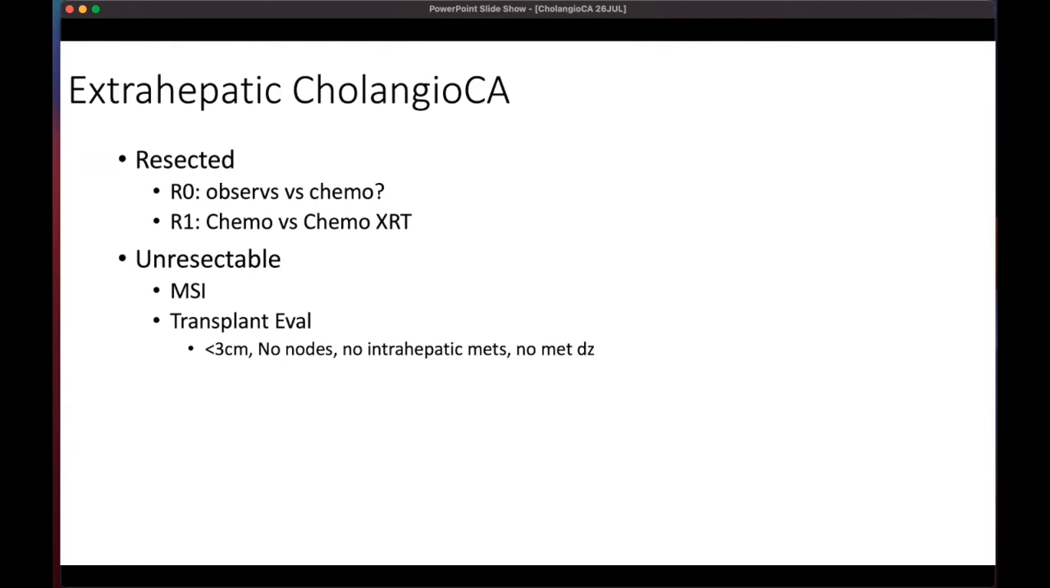So there are some who advocate for transplant evaluation for all hilar cholangios, area of great controversy. But transplant is an option if, again, if it's not an extensive tumor, but it's just in a really bad spot, making resection hard or impossible, then eval for transplant. And then metastatic, they have a few options, chemo basically.